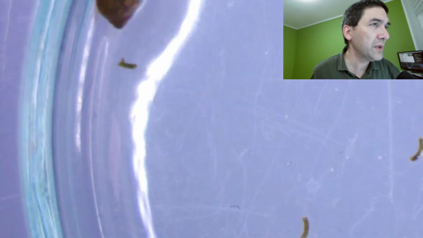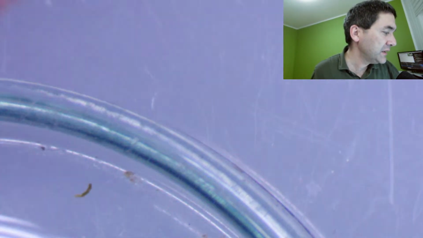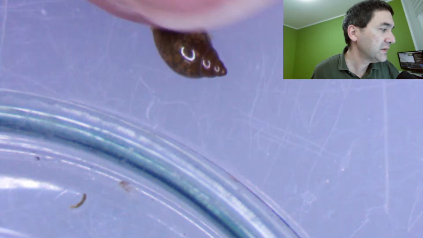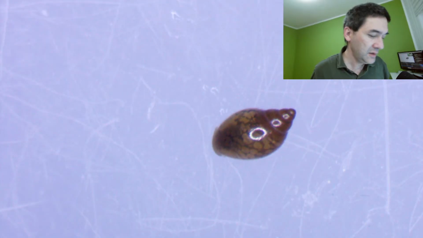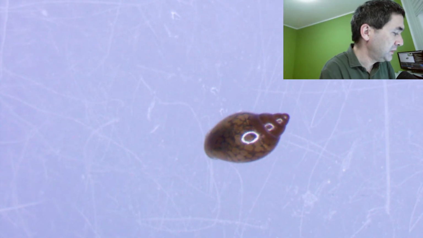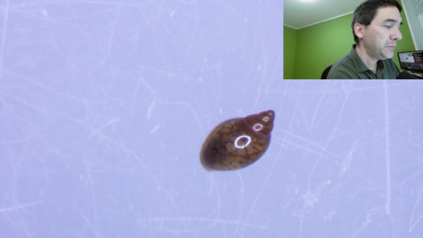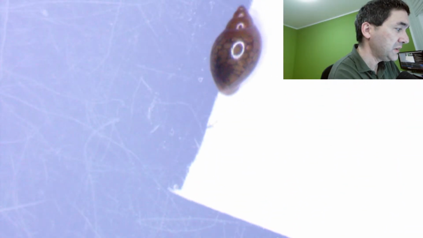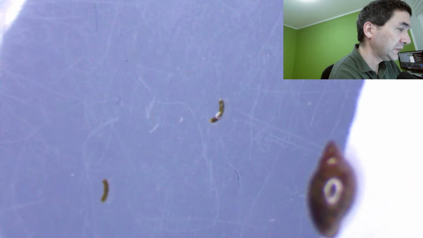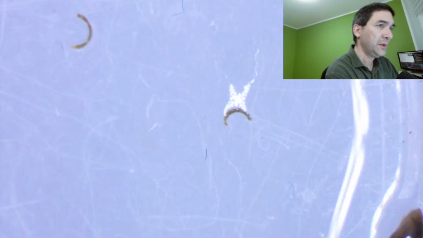Yes, now it works. Okay, so here's one snail. The other snail is over here on the side. I need to pick it up somehow, and I'm going to use a little piece of paper. A piece of paper might do the trick. Here it is on a piece of paper. Okay, let's put it back. Here we go. It's back, and I wanted to put some of these things under the microscope.